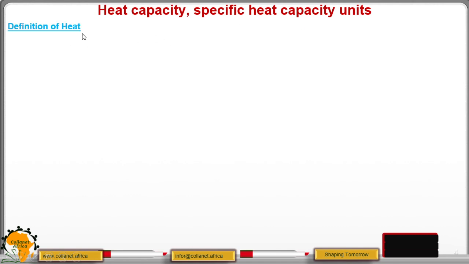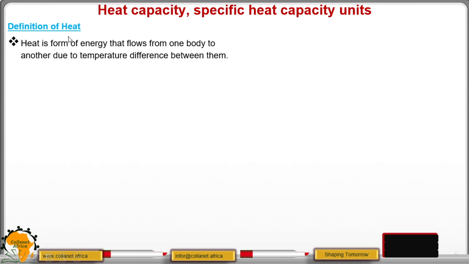We start with the definition of heat, and heat is defined as a form of energy that flows from one body to another due to temperature differences between them, which implies that if two bodies have the same temperature, that is, you take a body that is at 20 degrees Celsius and another one that is at 20 degrees Celsius, there will be no flow of heat energy. And those two bodies, when they are at the same temperature, we say that they are at thermal equilibrium. So the flow is occurring due to temperature difference.